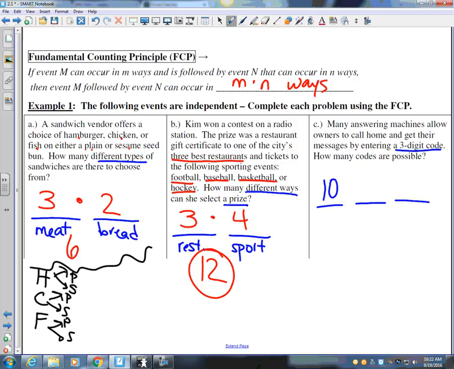How many are there for the second blank? 10, because your passcode could be 000. Okay, what about for the last one? 10. Okay. What do you do with those 3 numbers? Multiply. What does that give you? 1,000. So there's 1,000 different codes.